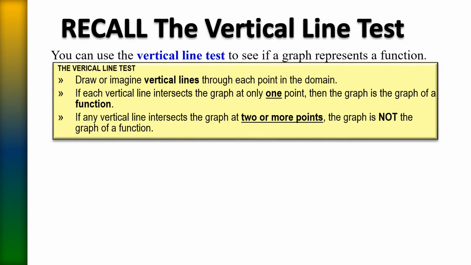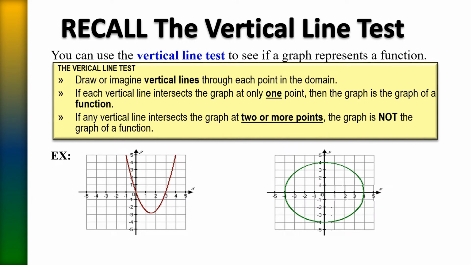All you have to do is draw a vertical line through your graph, or if you have ordered pair points, draw a line through your points. And if you touch the graph or points in only one point, then it is a graph of a function, such as in the first example. It doesn't matter where we draw a line, we're only going to touch that graph in one point, so therefore that is the graph of a function.